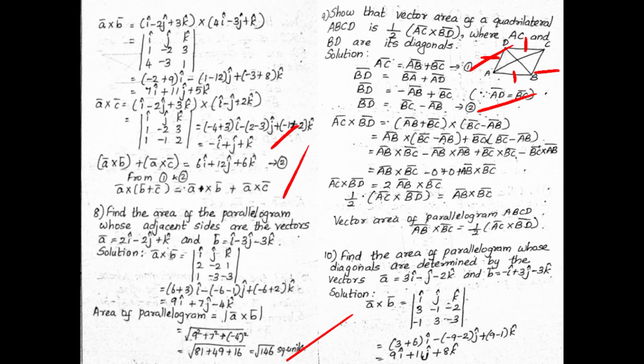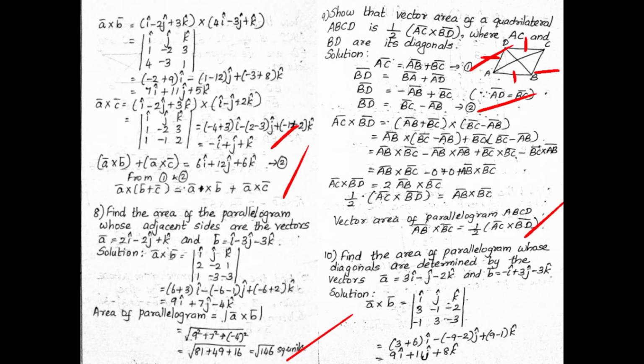The cross product of the same vector with itself is 0. So AB cross AB is 0. Then BC cross BC is 0. So we get AB vector cross BC vector minus 0 plus 0 plus AB vector cross BC vector. Therefore, AC vector cross BD vector is equal to 2 times AB vector cross BC vector. Therefore, half of AC vector cross BD vector is equal to AB vector cross BC vector. Therefore, the vector area of parallelogram ABCD, AB cross BC, is equal to half of AC cross BD.